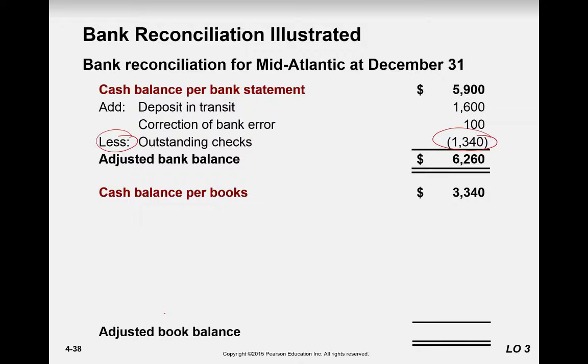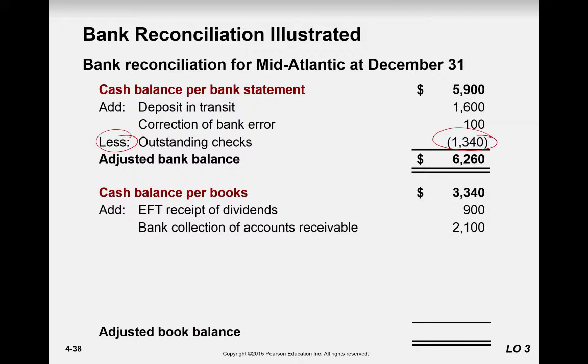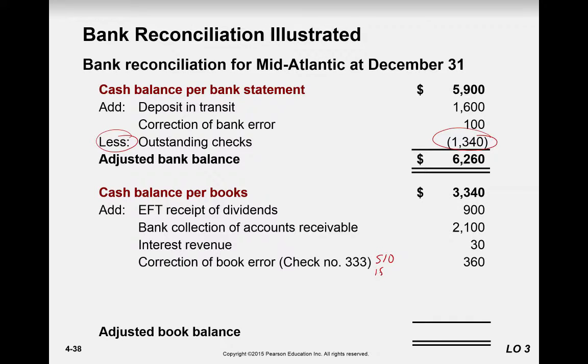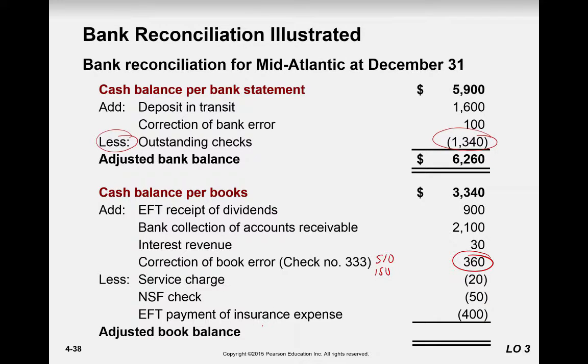Now we have our cash balance per the books. So we're going to add the receipt of dividends, and we're going to add the bank collection of our accounts receivable, and we're going to add interest revenue, and then we have to add back our check because we did record it wrong. So we recorded the check as 510, but it should have been 150. So since I did 510 and it should be 150, I have to add back the 360. Then I have my service charge of $20 and my NSF and my insurance payment.